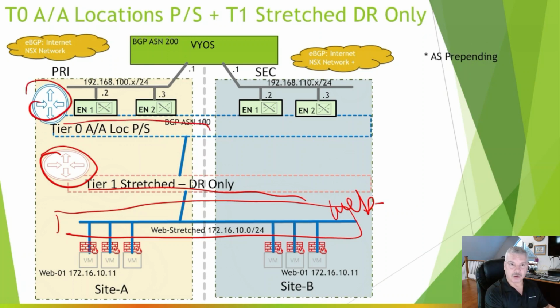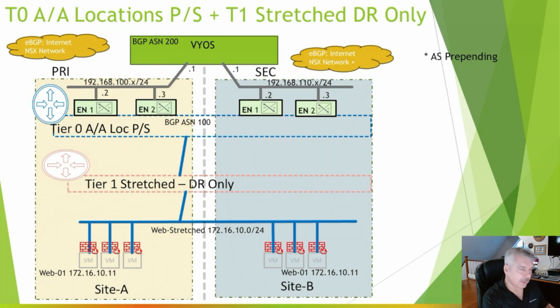No services involved here. I'm not doing any services. I'll probably do a video on that because it gets a little bit different. Anyways, I think we have enough to talk about in this one. So my stretched web is the 172.16.10 network. My web one, actually, I just noticed a typo here, my web one is on site B and it has the .11. My web two is on site A and it has a .12 address.